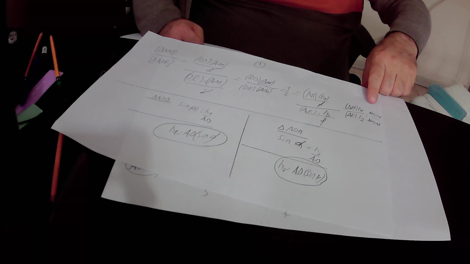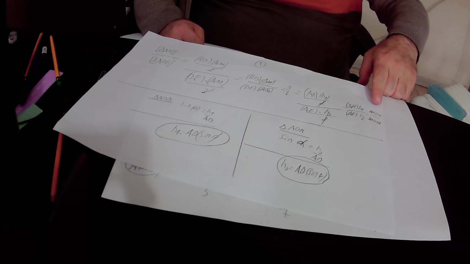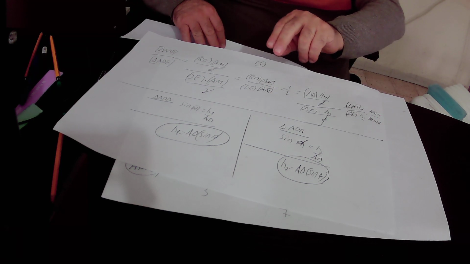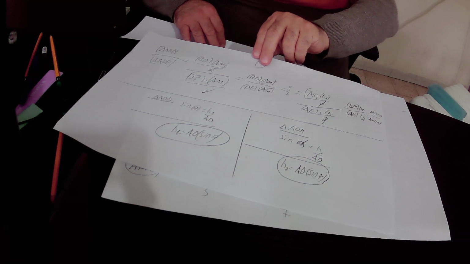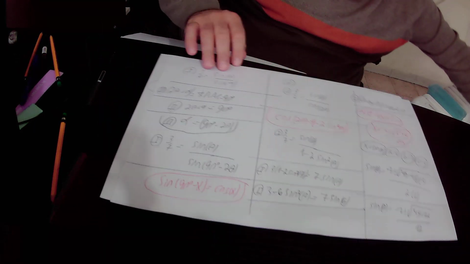Here AD over AD is 1, and we are left with sine theta over sine alpha. So in conclusion, according to equation number 1, 3 over 7 equals sine theta over sine alpha.